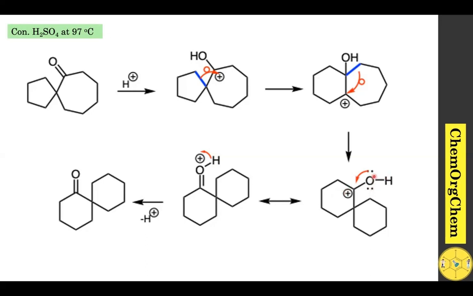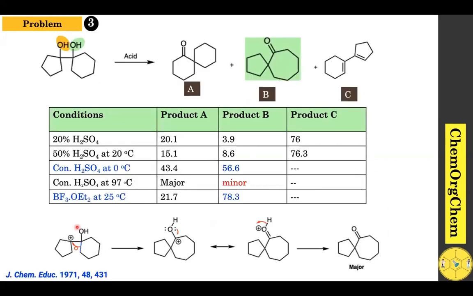Here you see that oxygen has a lone pair of electrons that moves towards this carbocation center, which leads to this intermediate. Once you get this intermediate, H plus quickly falls off, which leads to this new spiroketone. In this way, the reaction conditions influence the selectivity of the product formation.